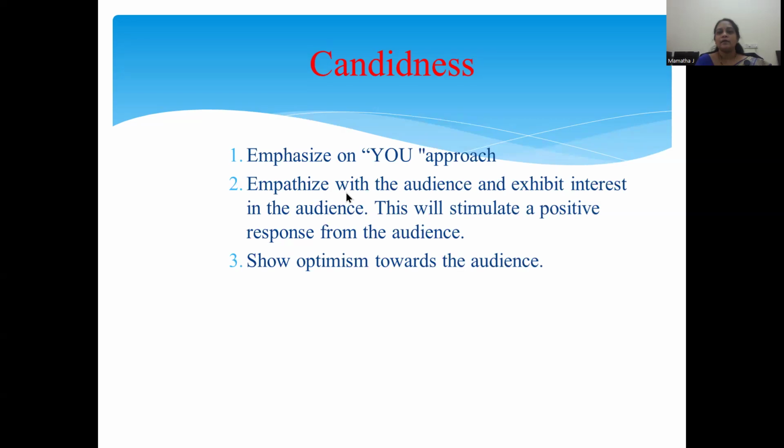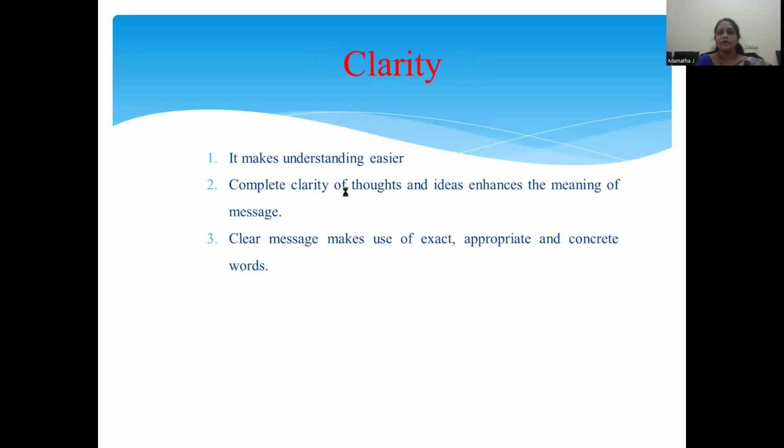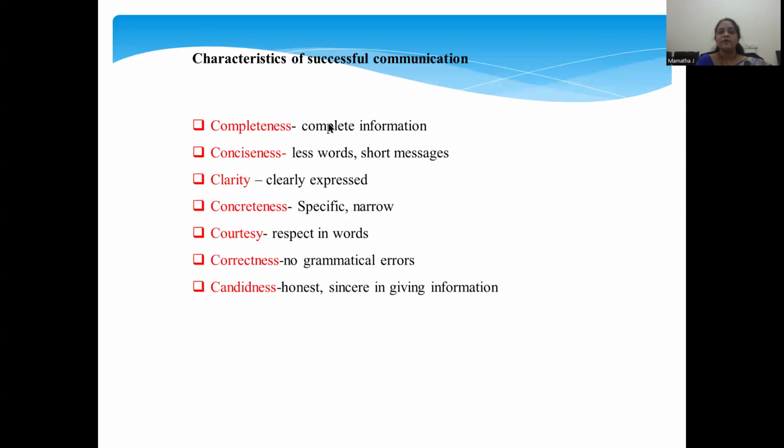So these are the 7 C's of successful communication, or sometimes we call it the 7 C's of communication. That is completeness, conciseness, clarity, concreteness, courtesy, correctness, and candidness. Completeness is giving the complete and exact information. Conciseness is being very precise, using fewer words and short messages. Do not use lengthy sentences. Clarity, clearly express whatever message you have. Concreteness is being very specific and narrow. Don't beat around the bush.